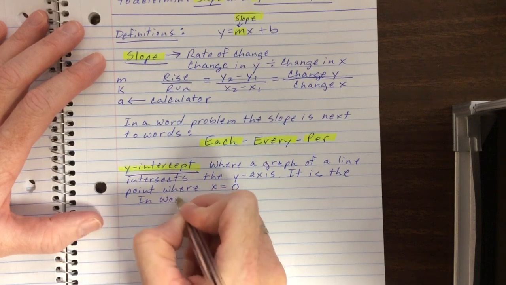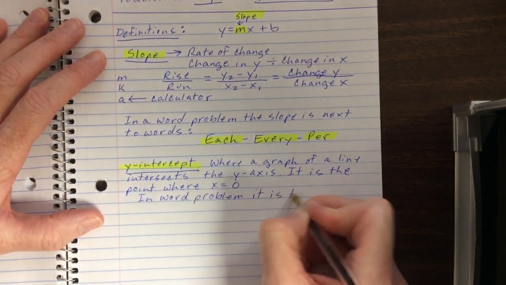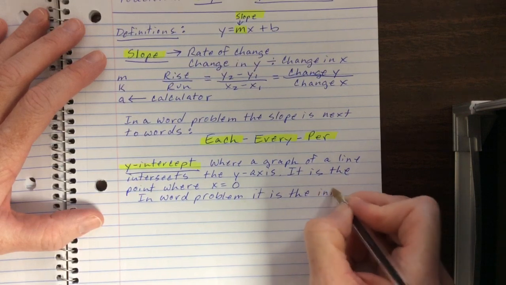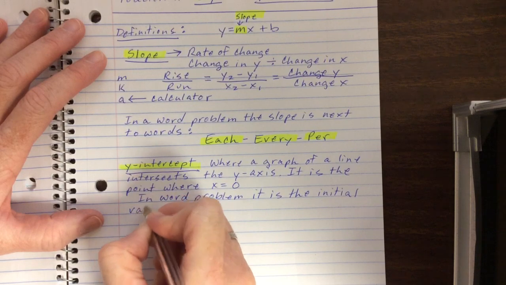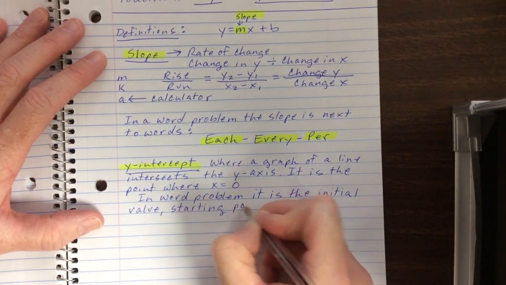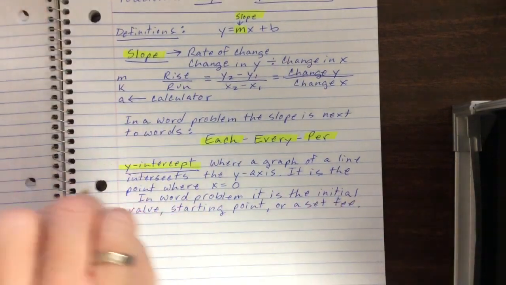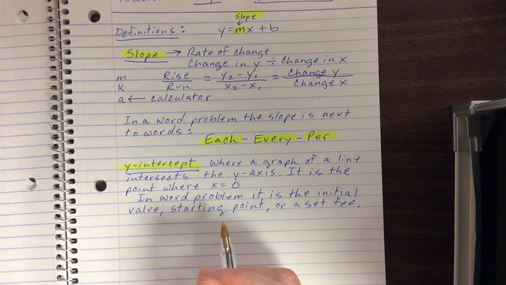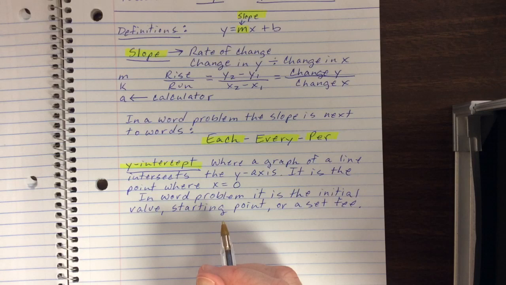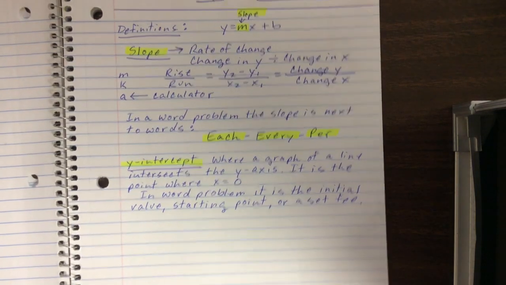In a word problem, it is the initial value, the starting point, or a set fee, something like that. It's an amount that won't change. So now let's do a table example.